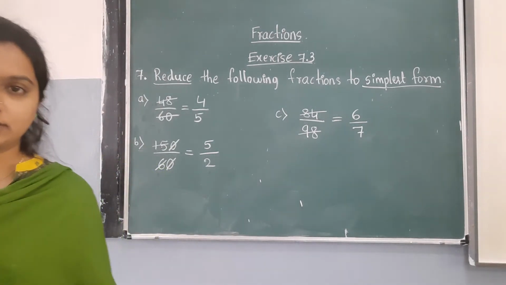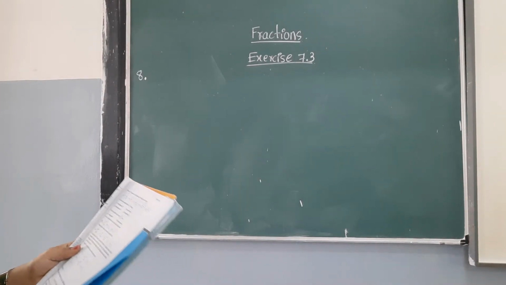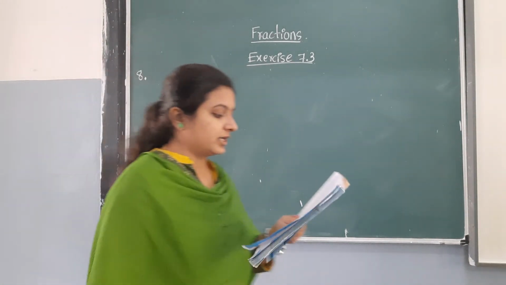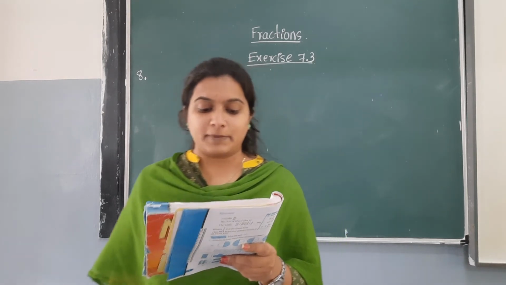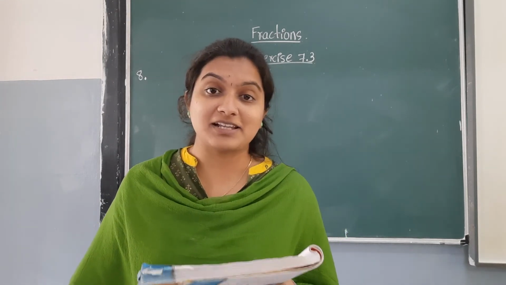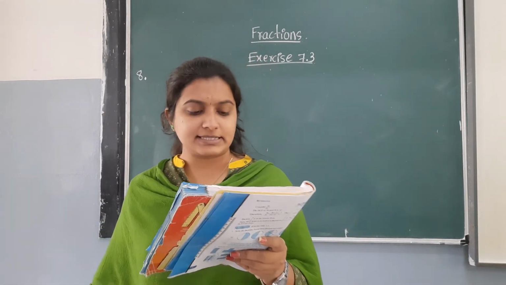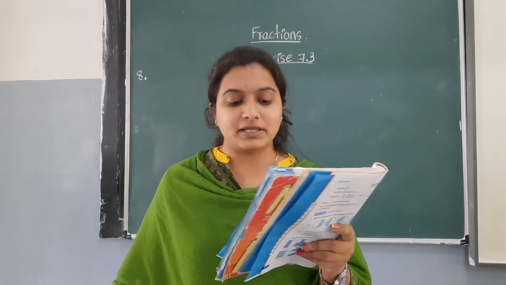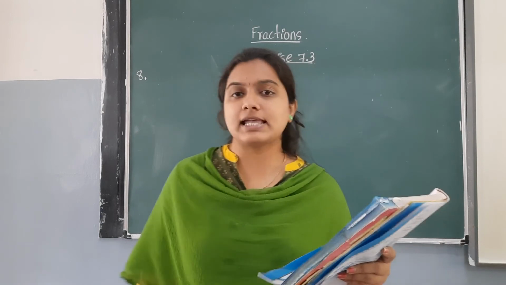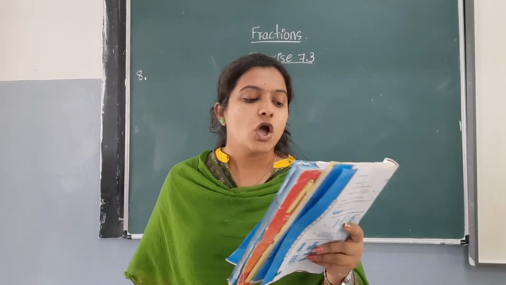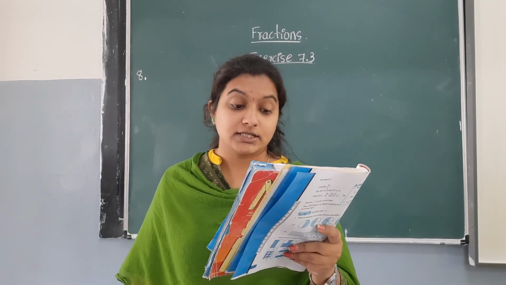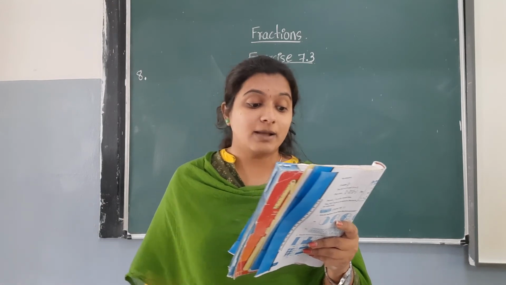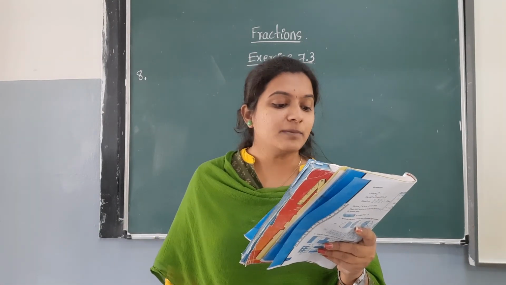Now, 8th question. Keep your finger there, children. Ramesh had 20 pencils. Sheelu had 50 pencils. And Jamal had 80 pencils. Okay, they have given the numbers. After 4 months, Ramesh used up 10 pencils.